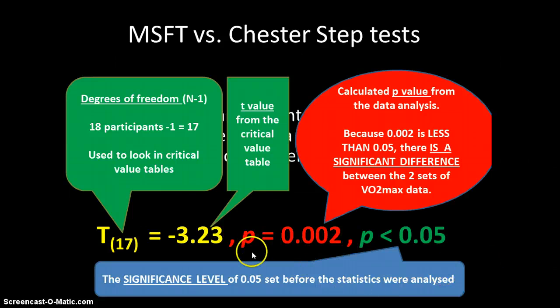Because this calculated value is less than our level of significance, we can see that there is a significant difference. And you'll present those results in the results section, and in the last little bit you need to write a very brief conclusion and discussion.